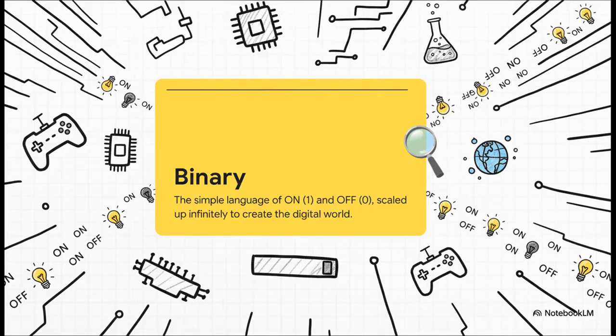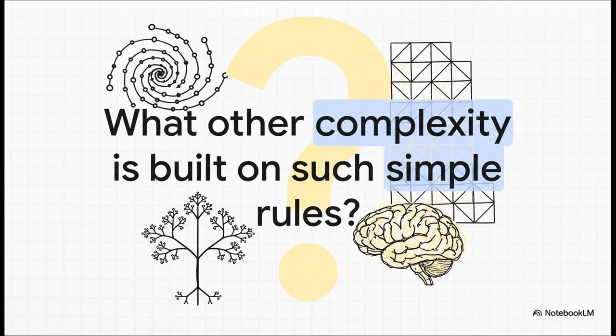And really, that's the whole secret. The entire digital world, all the crazy video games, all the complex science, everything on your phone. It's all built from this ridiculously simple language of on and off, just scaled up millions and millions of times. It's an amazing idea, isn't it? And it kind of makes you wonder, what else in our world looks incredibly complex on the surface, but is really just a set of very simple rules repeated over and over and over again?